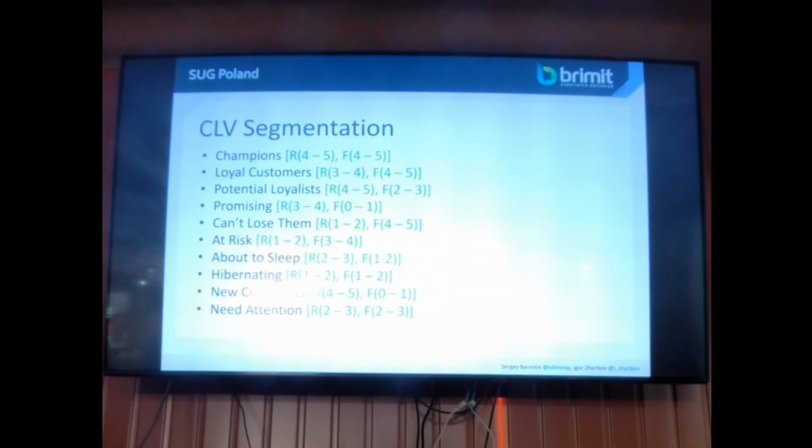So, for example, champions are the users who have the biggest recency and frequency. And on the other side, we have hibernating customers whose recency and frequency is very low. As you can see here, previously we talked about 3 parameters, but here we have only 2. This is because for easier visualization, I will show it in the next slide.